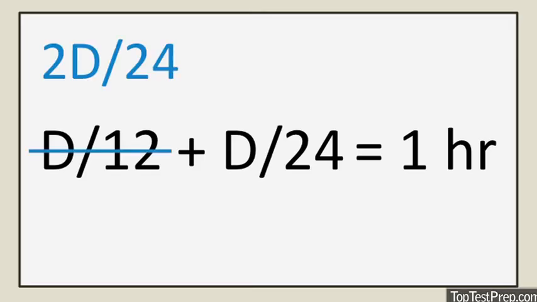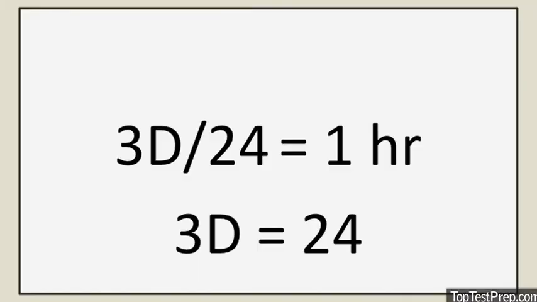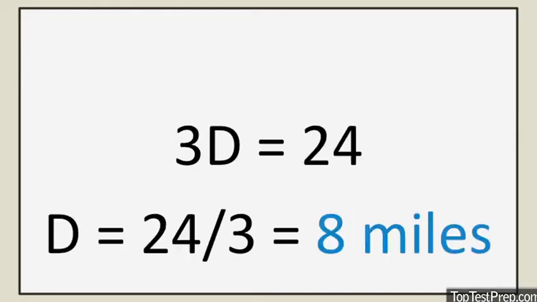Let's add our fractions by giving them a common denominator. D over 12 becomes 2D over 24. Now we can add the fractions and get 3D over 24 equals 1 hour. Solving for D, we get D equals 24 divided by 3, which equals 8 miles. This is the answer to our question.